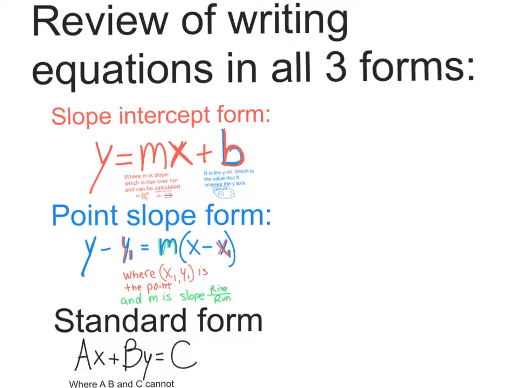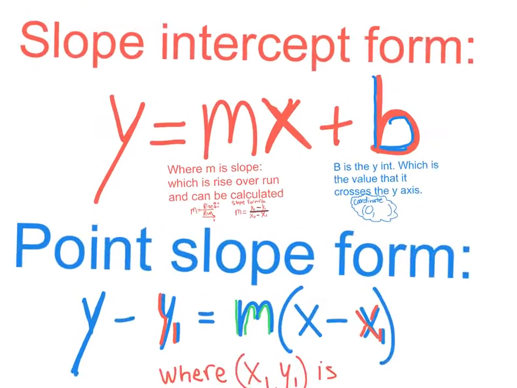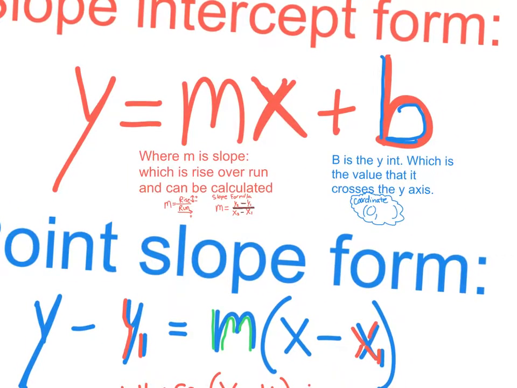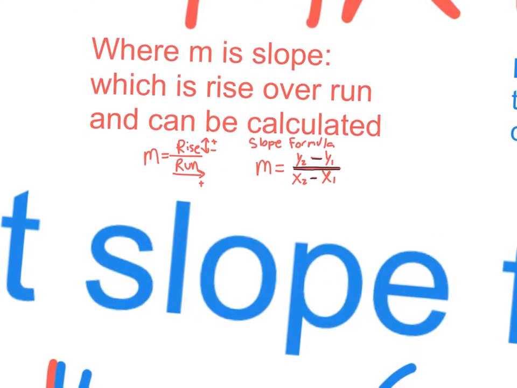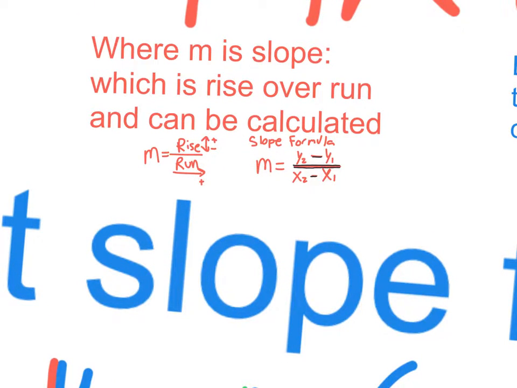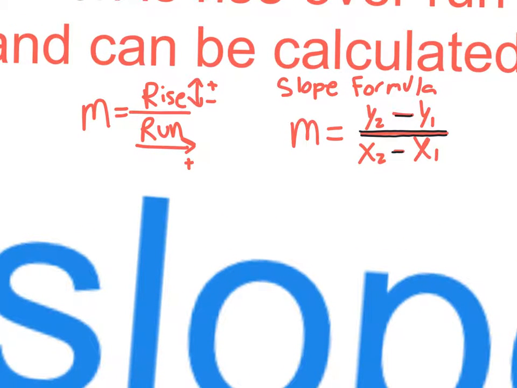Slope-intercept has y by itself. If we zoom in on the slope-intercept form details, it says y equals mx plus b, where m is the slope, which is the rise over the run, and can be calculated with the slope formula. So we know that m is rise over run. It's a fraction. It's positive if it's going up, negative if it's going down, but you always look at lines from left to right, so the run's always positive.